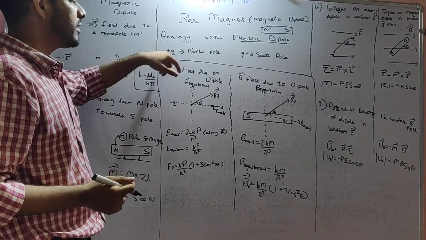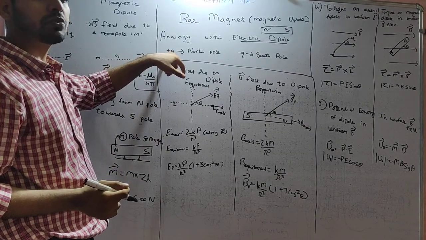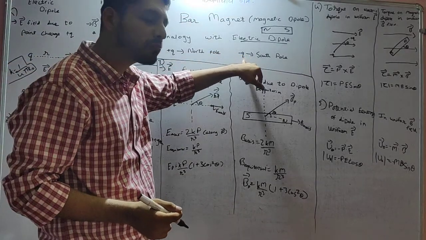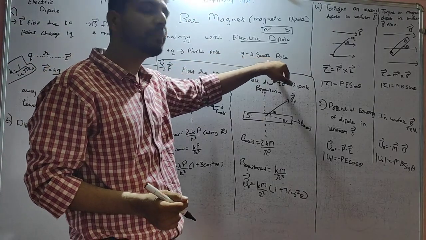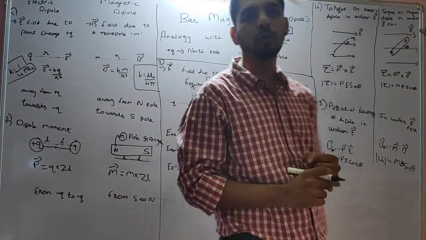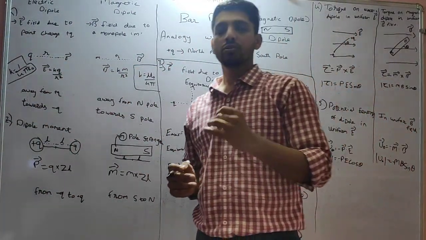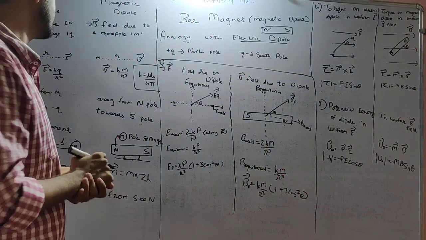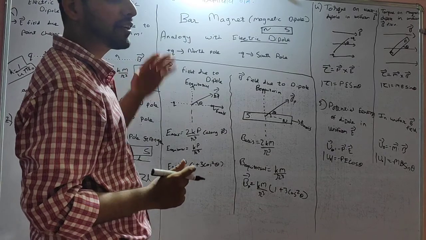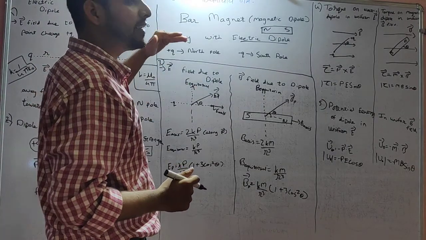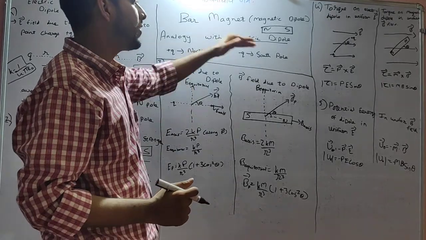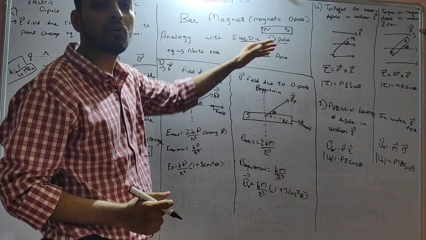In electric, there was a positive Q charge; in magnetic it is the north pole. In electric, there was a negative Q charge; here it behaves as the south pole. So a positive charge is equivalent to a north pole and a negative charge is equivalent to a south pole. I hope this much is clear. Every time we need to keep in mind that when it is positive for electric, it is north pole for magnetic, and when it is negative for electric, it is south pole for magnetic.